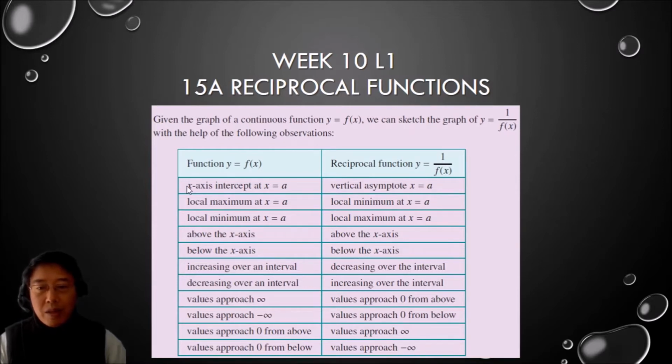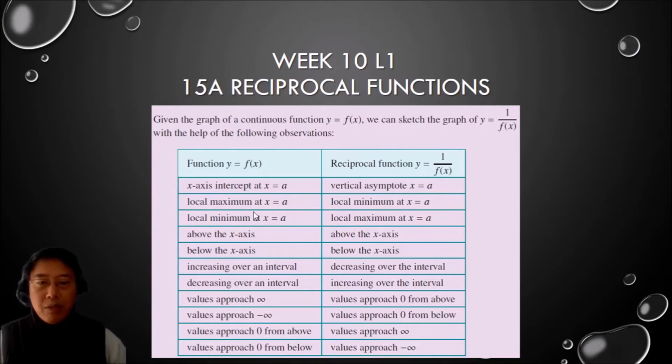Linking to this, when the value approaches 0, it means when you approach that x-intercept from above or from below, you get respectively the reciprocal being positive infinity or negative infinity. So the sign will be the same. If it's positive here, it will be positive infinity. If it's negative, it will be negative infinity.